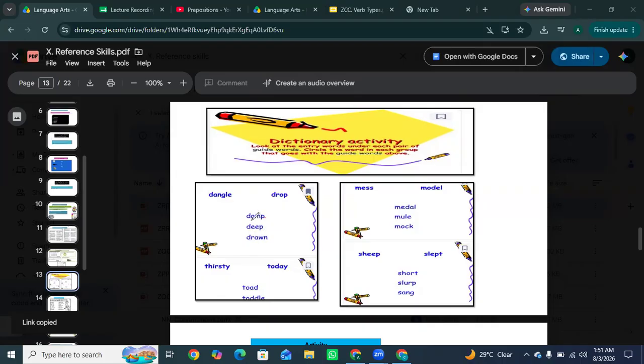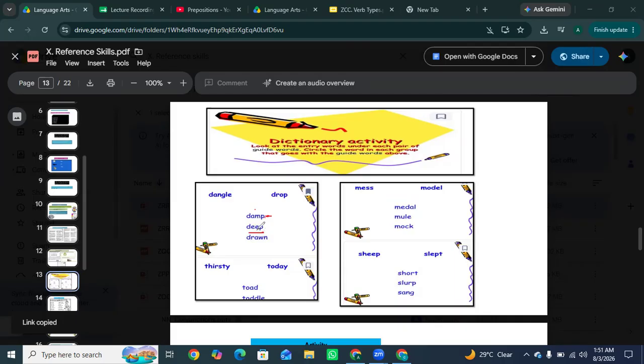D-A-M. In the alphabet, M comes before N. Let's check A, B, C up to L, M, N. So DAM comes after D, A, and before D, A, N, G. M comes before N, so damp comes before dangle.